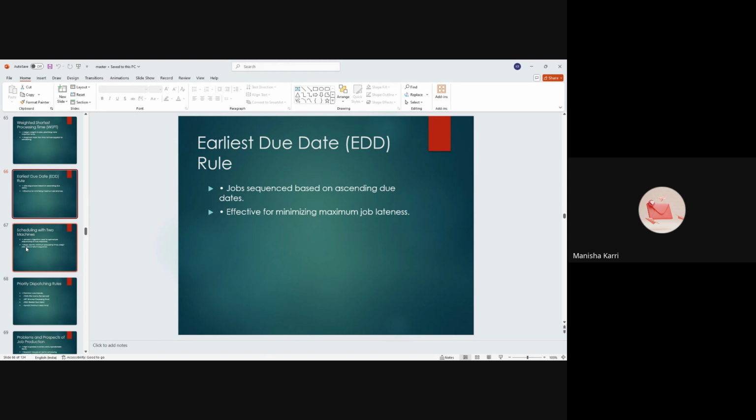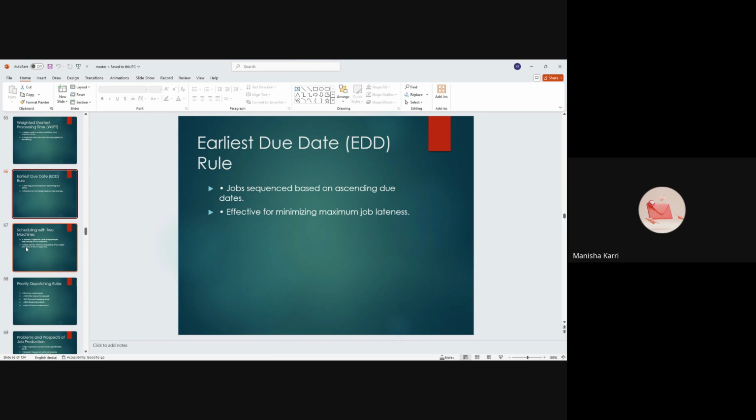You can take a better example. Imagine a machine has three jobs to process with due dates: job A, the first due date, is in 2 days, job B, the next due date, in 5 days, and job C, due date in 3 days. Using the EDD rule, the machine will process job A first, followed by job C, and finally job B. This sequence ensures that jobs are completed as close to their deadlines as possible, minimizing the latest completion time.